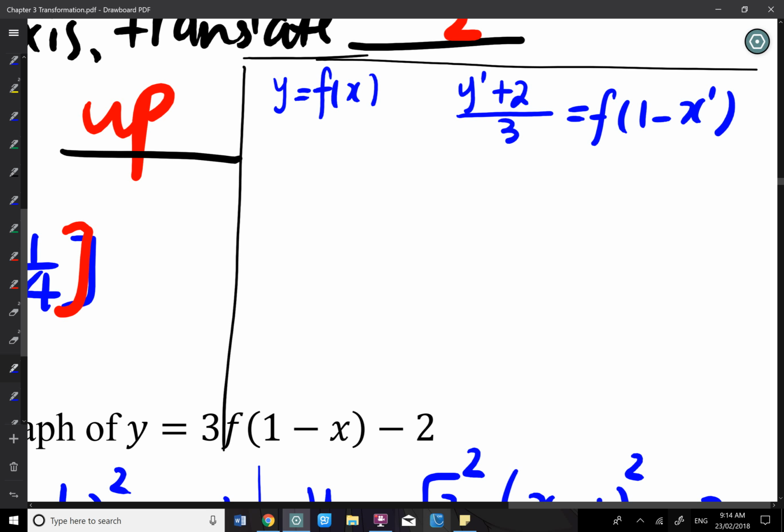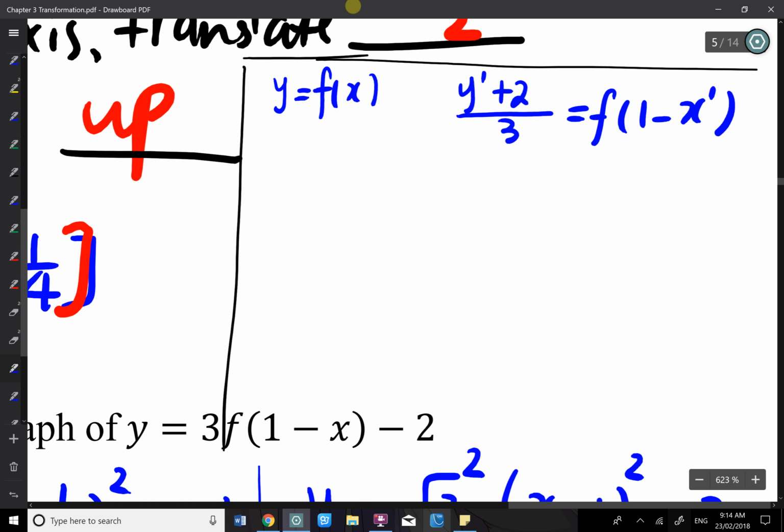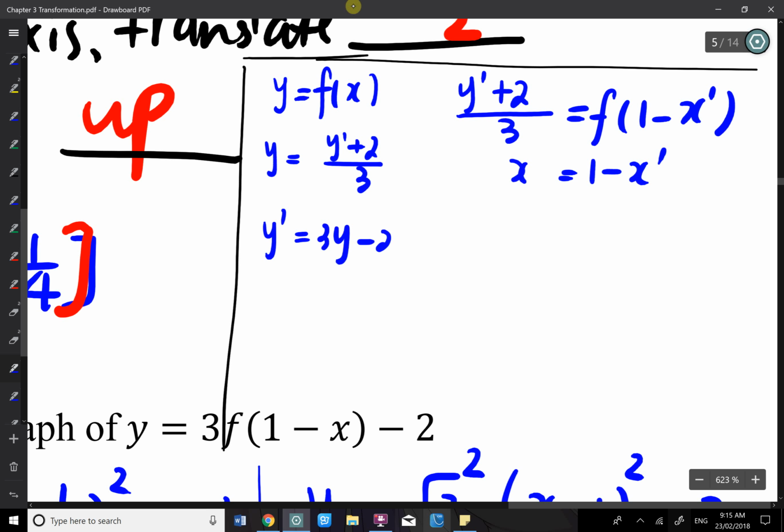Okay, just leave f bracket on the right hand side, and anything else to the left. So y dash equals 3y minus 2. X dash equals 1 minus x. So x dash is minus x plus 1.